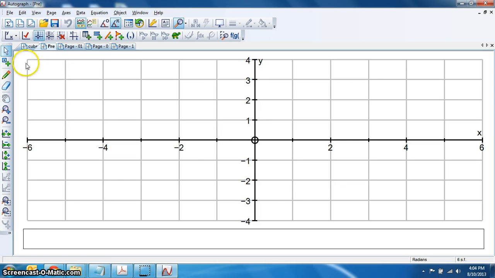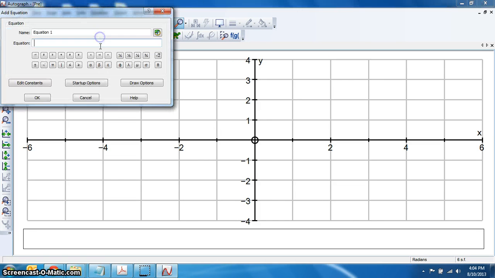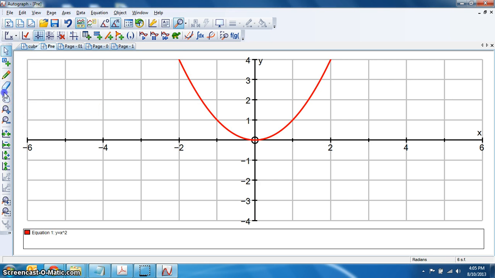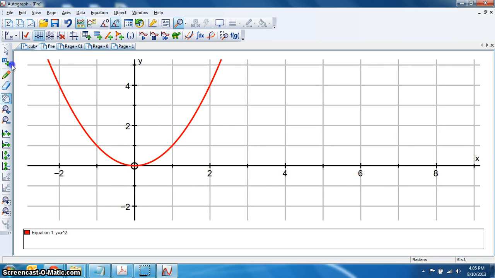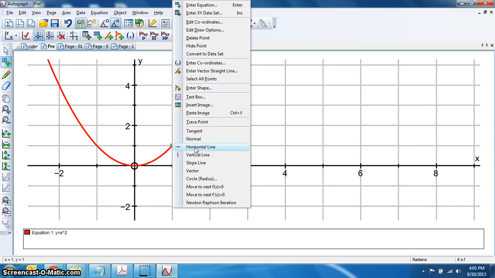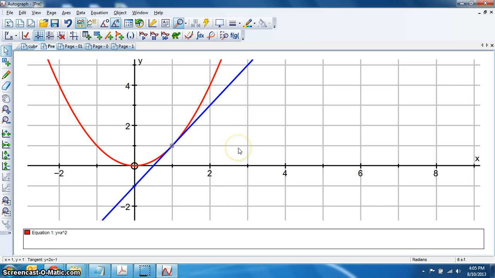Okay, now let's look at another function. I'm going to look at the function y equals x squared, and there's the graph. Now I'm going to put a point on this graph and then draw a tangent line to it. There it is. Now the question is, what does the derivative tell us about the function?